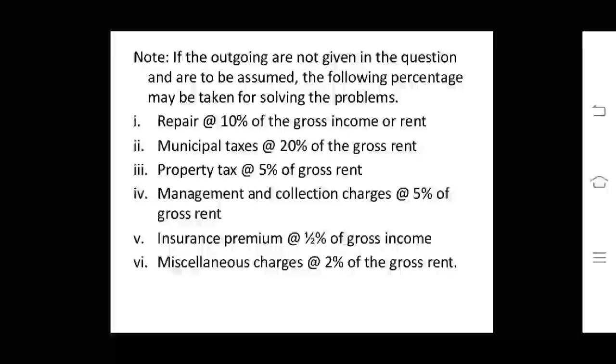If the outgoings are not given in the question and are to be assumed, the following percentages may be taken for solving problems in examination. For repair and maintenance, 10% of gross income or rent. For municipal taxes, 20% of gross rent. For property taxes, we have to consider 5% of gross rent. For management and collection charges, 5% of gross rent. Insurance premium, that is half percent of gross income. Miscellaneous charges up to 2% of gross rent.